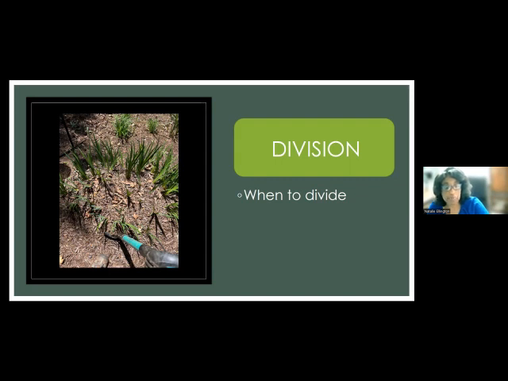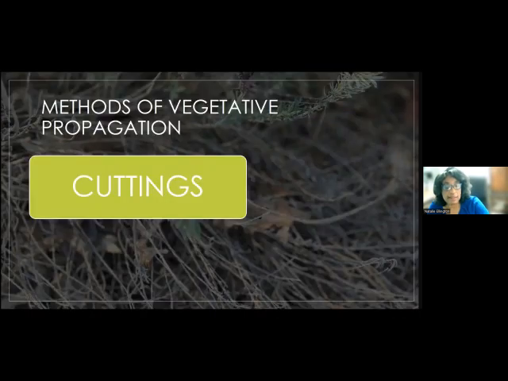An exception is primrose, which can be divided immediately after the flower fades in the spring before growth starts, or early in the fall. Greenhouse and house plants can be divided in the spring when their new growth is about to begin. Cuttings. Preparing cuttings is a multi-step process.